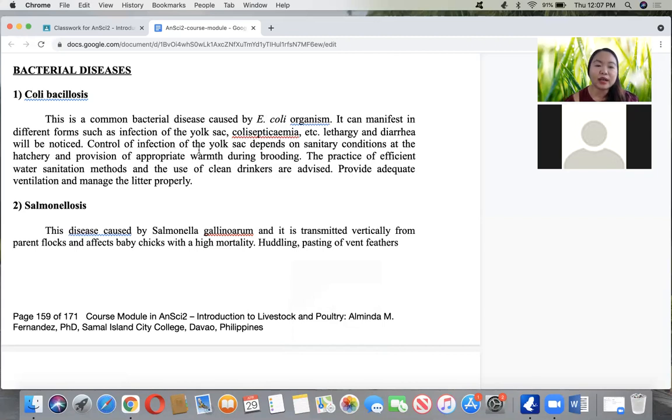To control infection, especially of the yolk sac, use sanitary conditions in the hatchery, and also warming during brooding, so it can help protect them. Practice efficient water sanitation, like using clean drinkers, and provide ventilation.